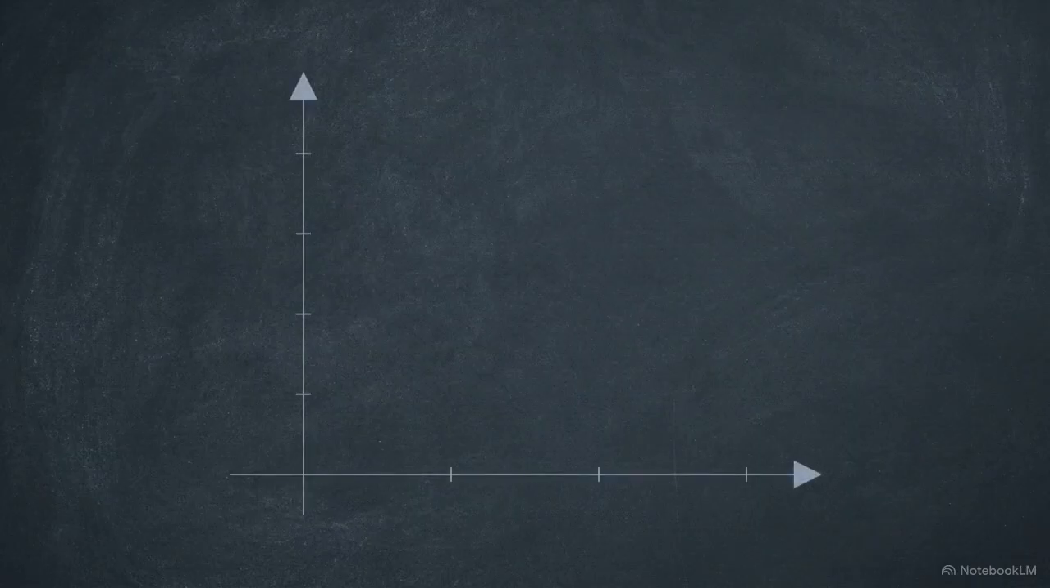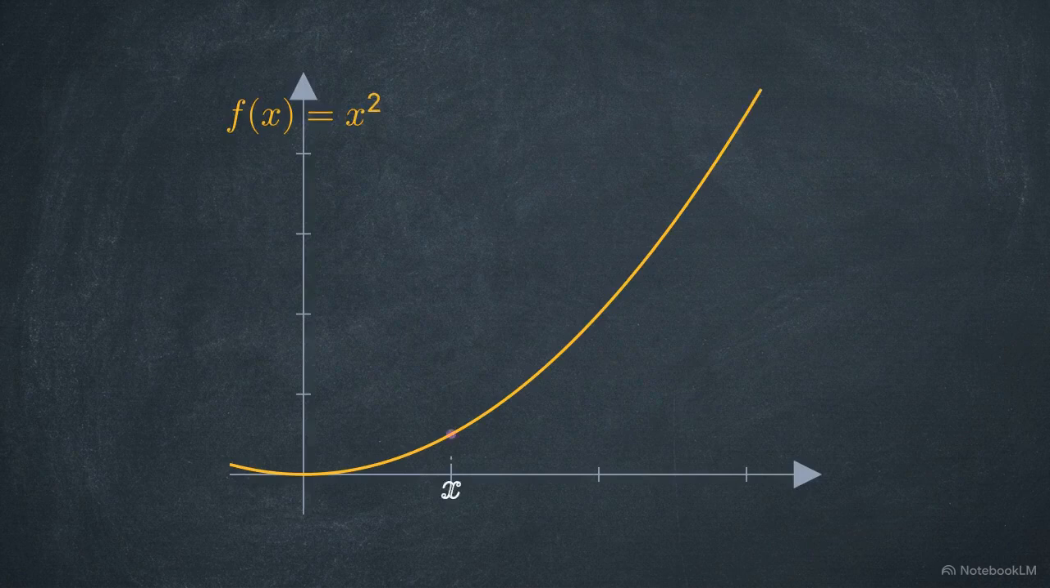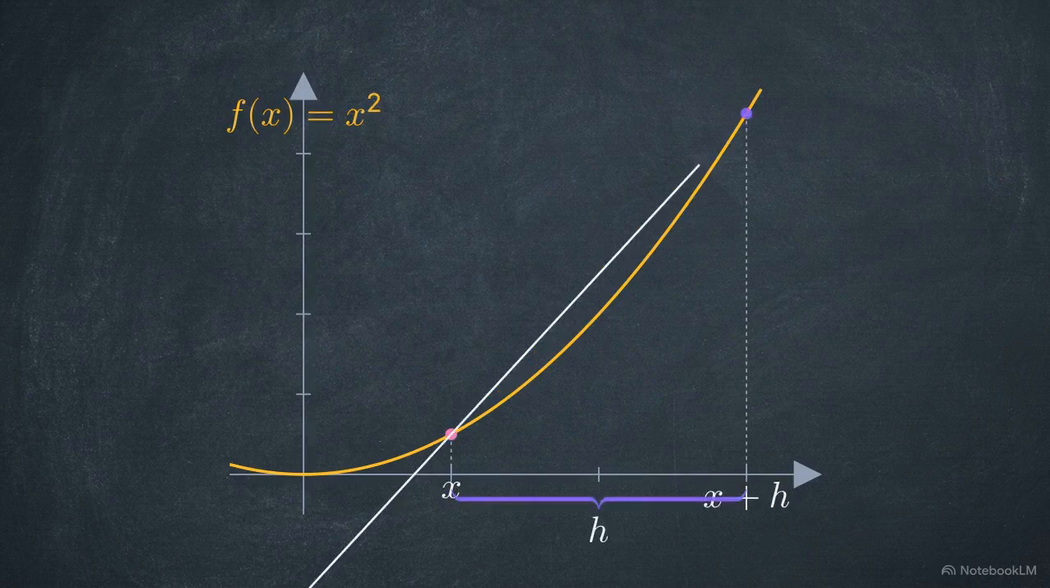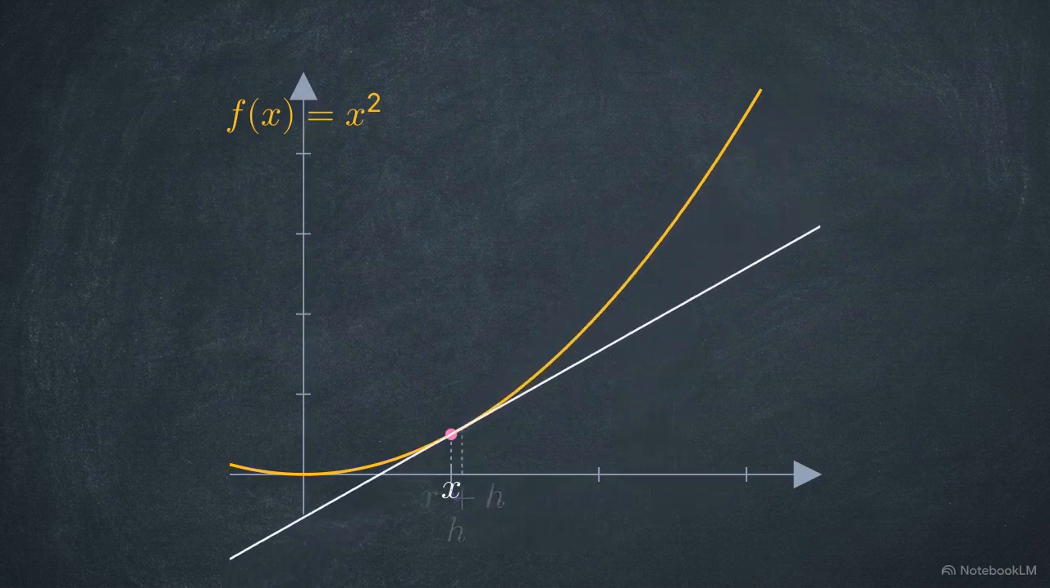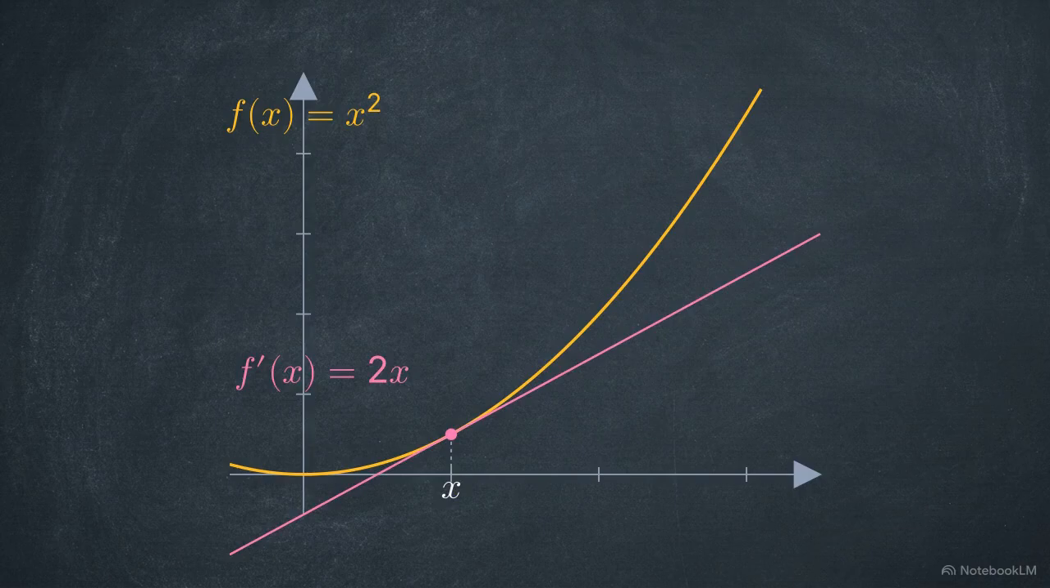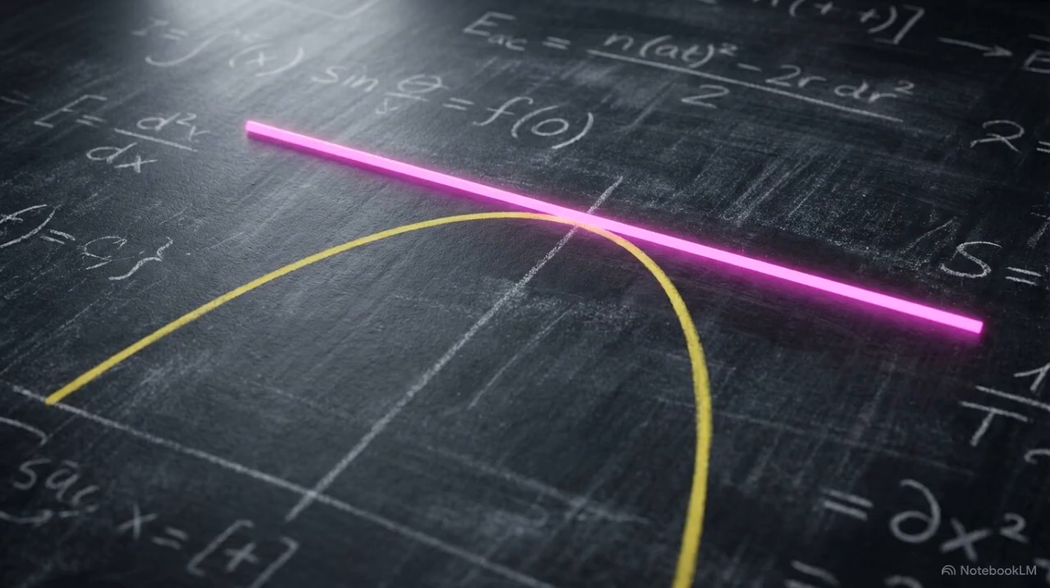This graph shows the quadratic function f of x equals x squared. A secant line intersects at points x and x plus h. As the gap between them shrinks to 0, the secant line resolves into a tangent line, and the resulting derivative is 2x. The derivative represents the numerical slope of this exact tangent line.